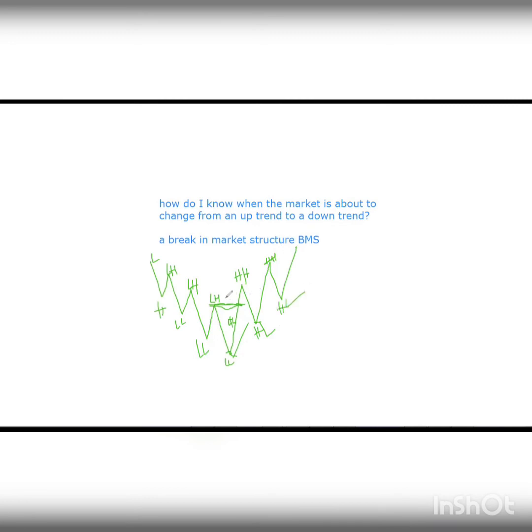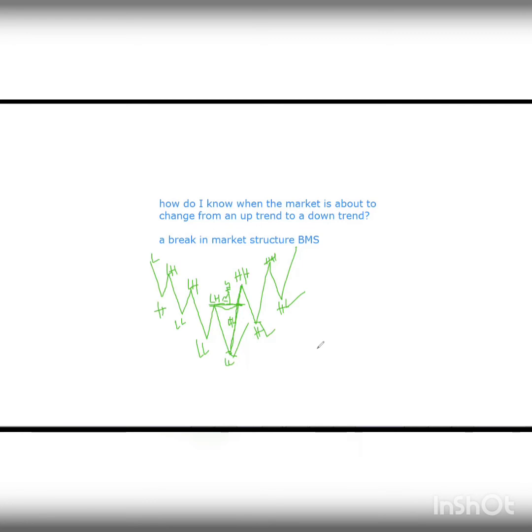So guys, what happened in this situation is what we call the break in market structure, BMS. Why? Because this zone was supposed to give us a lower high, but it broke the previous lower high and gave us a what? Higher high. That's just basically how it works.